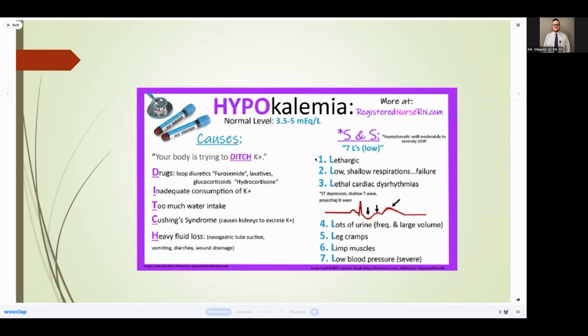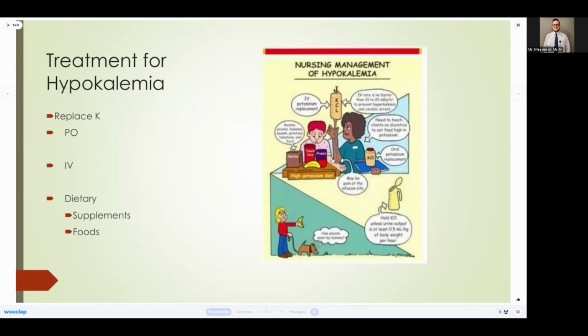So they're going to be hypo, low and slow, lethargic, with shallow respirations, lethal cardiac dysrhythmias, that sort of stuff, limp muscles, leg cramps. Potassium is important. Potassium sodium pumps go back and forth. It is pretty important for muscle contractions, especially in skeletal muscles, but of course, especially in our cardiac muscle. That's what you've got to think of. But leg cramps, muscle cramps, and then cardiac arrhythmias.